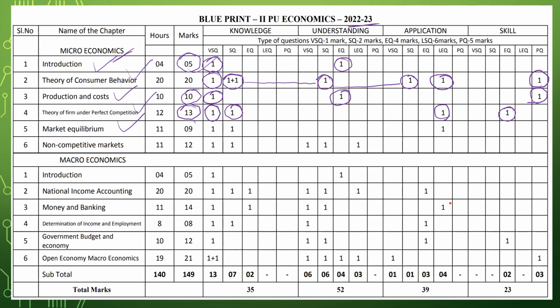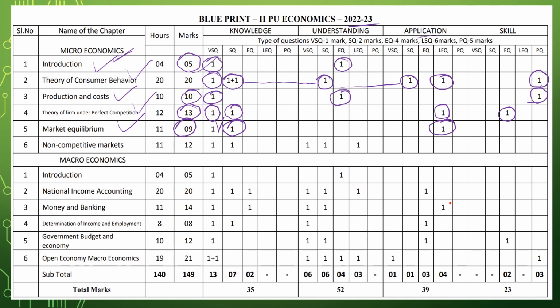Under market equilibrium, the marks allotted is 9, and from this chapter, one 1-mark question will be asked and one 2-mark question will be asked under knowledge. And one 6-mark question will be asked under application.